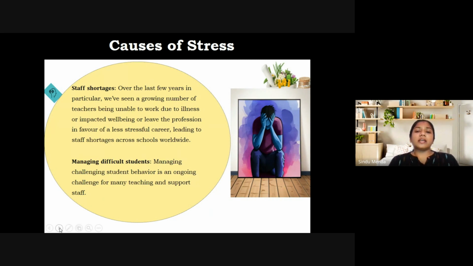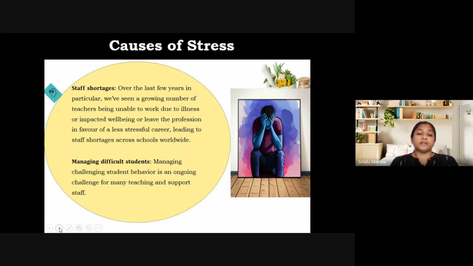Take an example of an organization with a growing number of teachers unable to work due to illness or impacted well-being, or leaving the profession in favor of a less stressful career, leading to staff shortages across schools, institutions and universities worldwide. Based on that, we cannot do the work within the time. So we need to reduce staff shortages in universities and institutions.